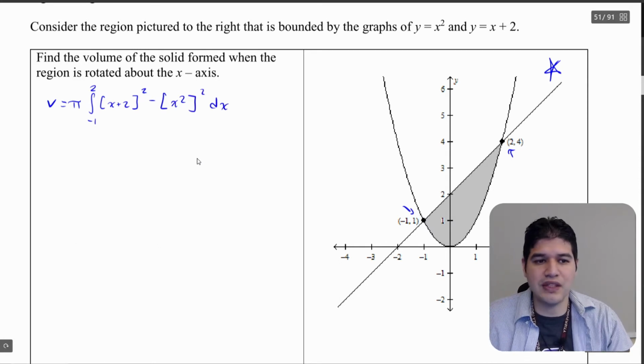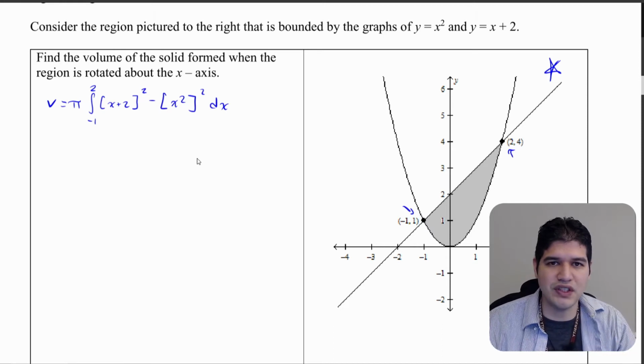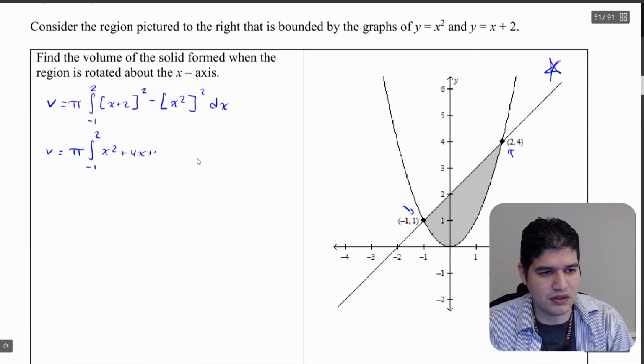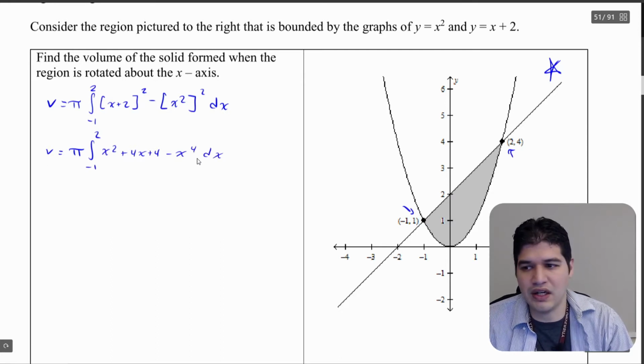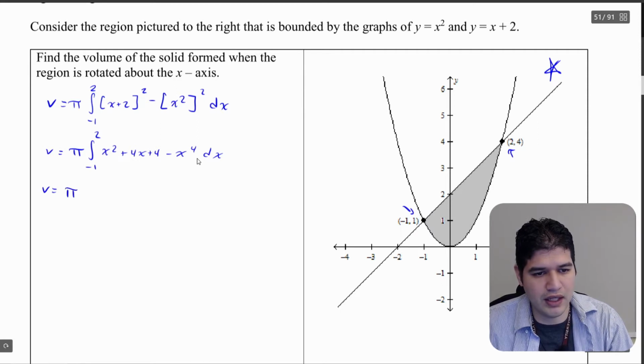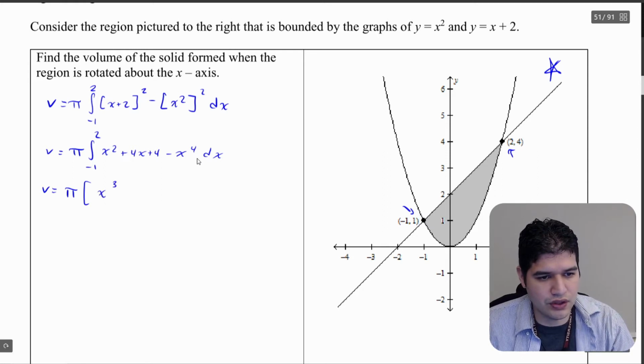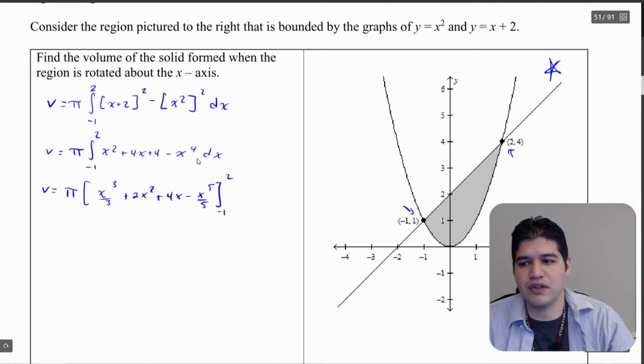So what you do with this is you need to simplify it. Pretty much nothing has really changed, just the simplifying is super annoying. So we're going to get volume equals pi times the integral from -1 to 2 of x squared plus 4x plus 4 minus x to the 4th dx. And then we can find the antiderivative. So volume equals pi times x cubed over 3 plus 2x squared plus 4x minus x to the 5th over 5. And we're going to evaluate this from -1 to 2 using the second fundamental theorem of calculus.